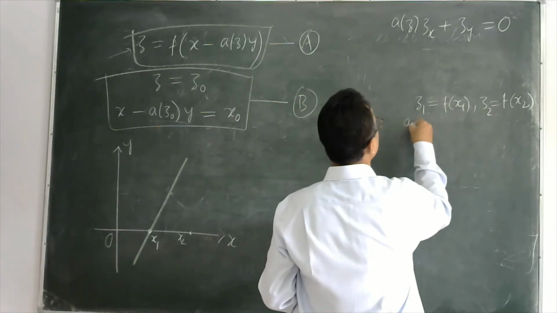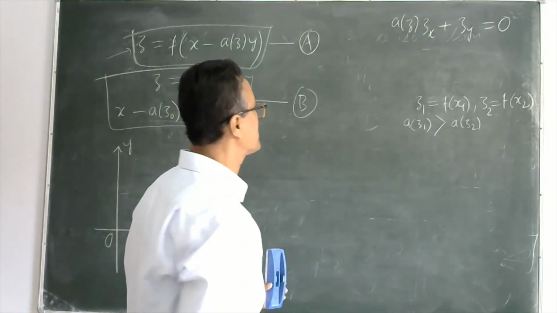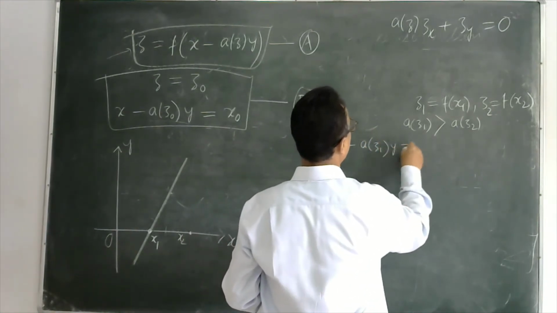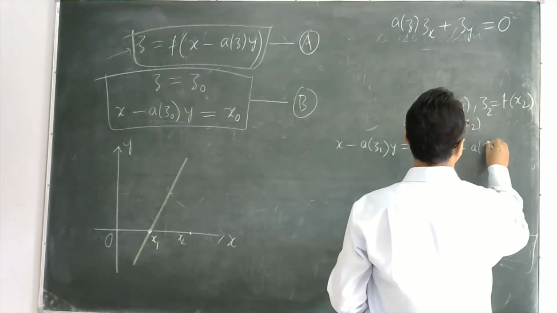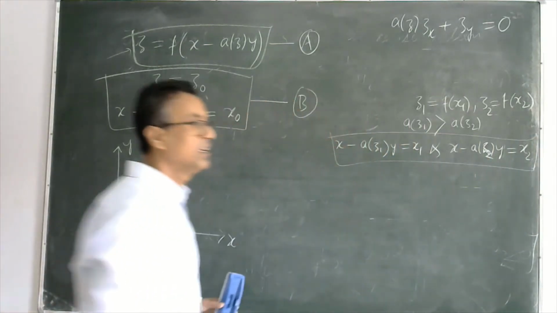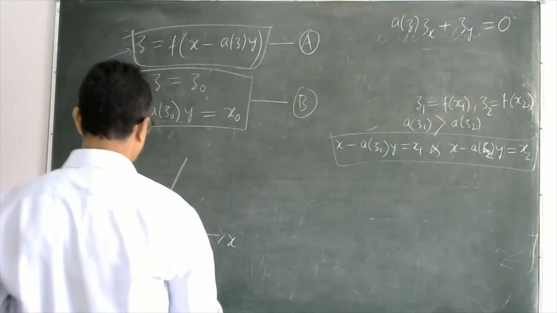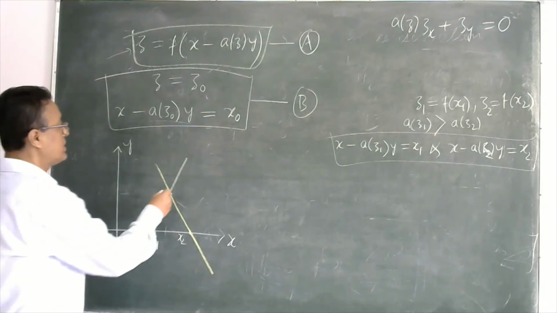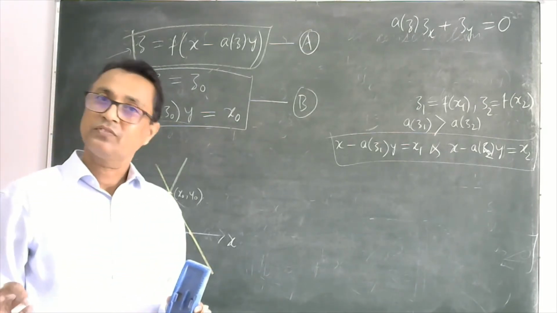Now suppose a z1 is strictly greater than a z2. Then the straight lines given by x minus a z1 y equal to x1, and x minus a z2 y equal to x2, are going to have different slopes. Is it okay? Fine. So that means eventually these two straight lines are going to intersect at some point, say x0, y0.